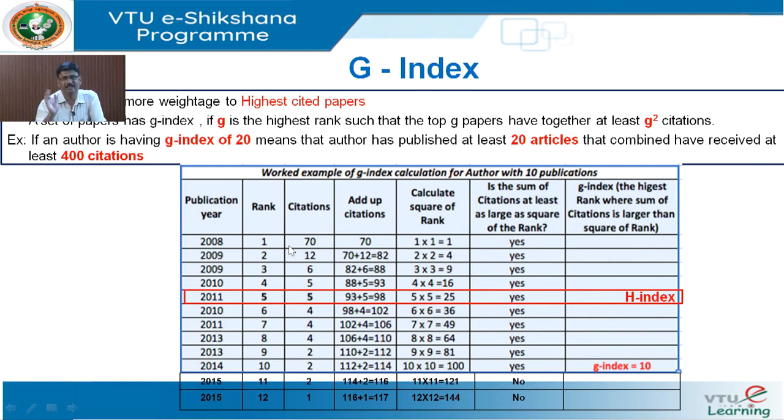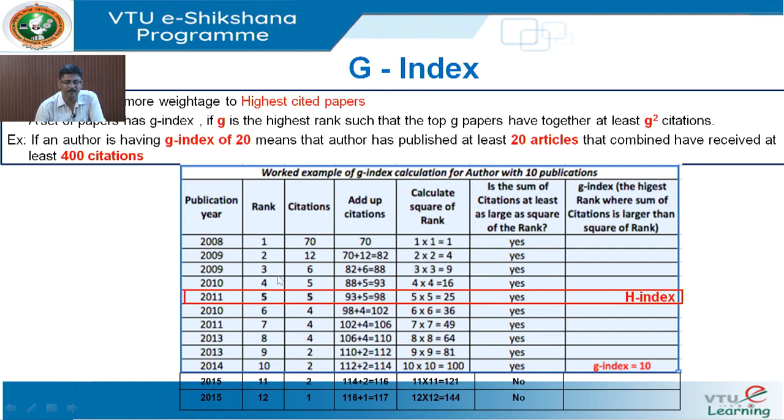Hope it is clear. Now we have one more index called the G index. The H index gives weightage to the higher citation papers, but it ignores the moderate citation papers. To compensate for that, they introduced the G index. If a G index is said to be 10, then it is defined by the square of the total citations. G is the highest rank such that the top G papers together have at least G square citations.